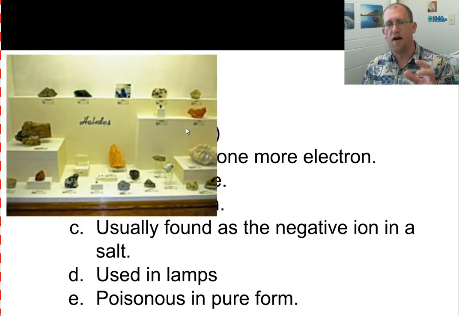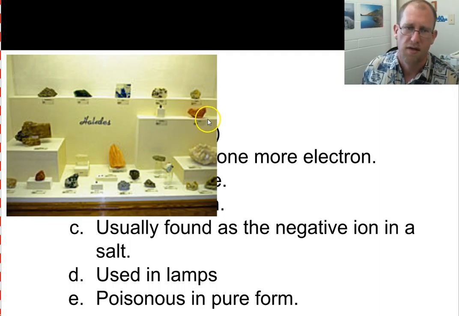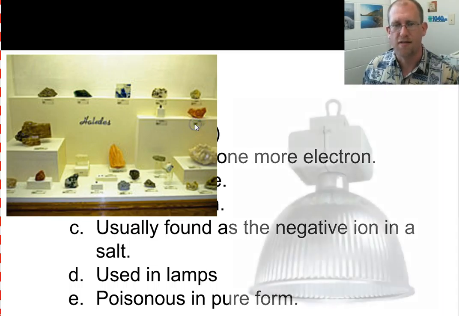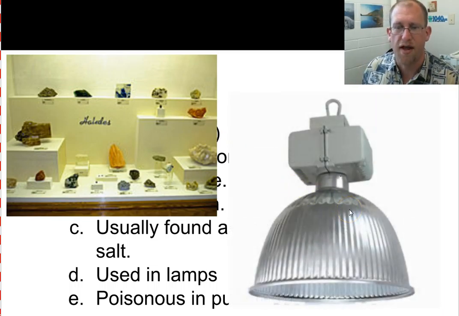Here's some pictures of halides that have been crystallized. This is like naturally occurring ore salts that are made up of halides. This is a lamp that has halide vapors in it.